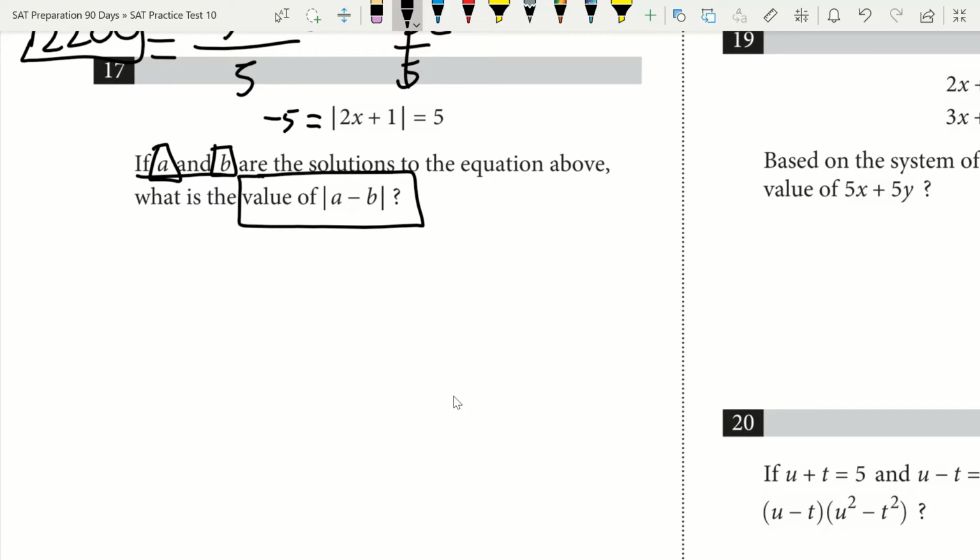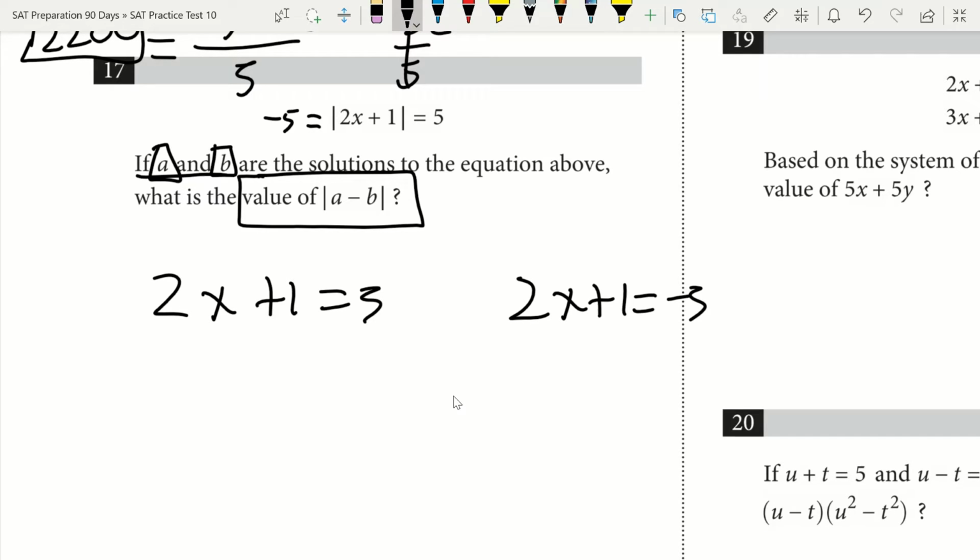At this point, we just go through and solve, right? So I'll go ahead and set up my two equations. I have 2x plus 1 equals 5, and then we'll have 2x plus 1, and I'll write it on the other side, put it over here, 2x plus 1 equals negative 5. So we got to solve for what x equals in both of these. So we'll subtract 1 from each side, subtract 1 from each side. We get 4 equals 2x.